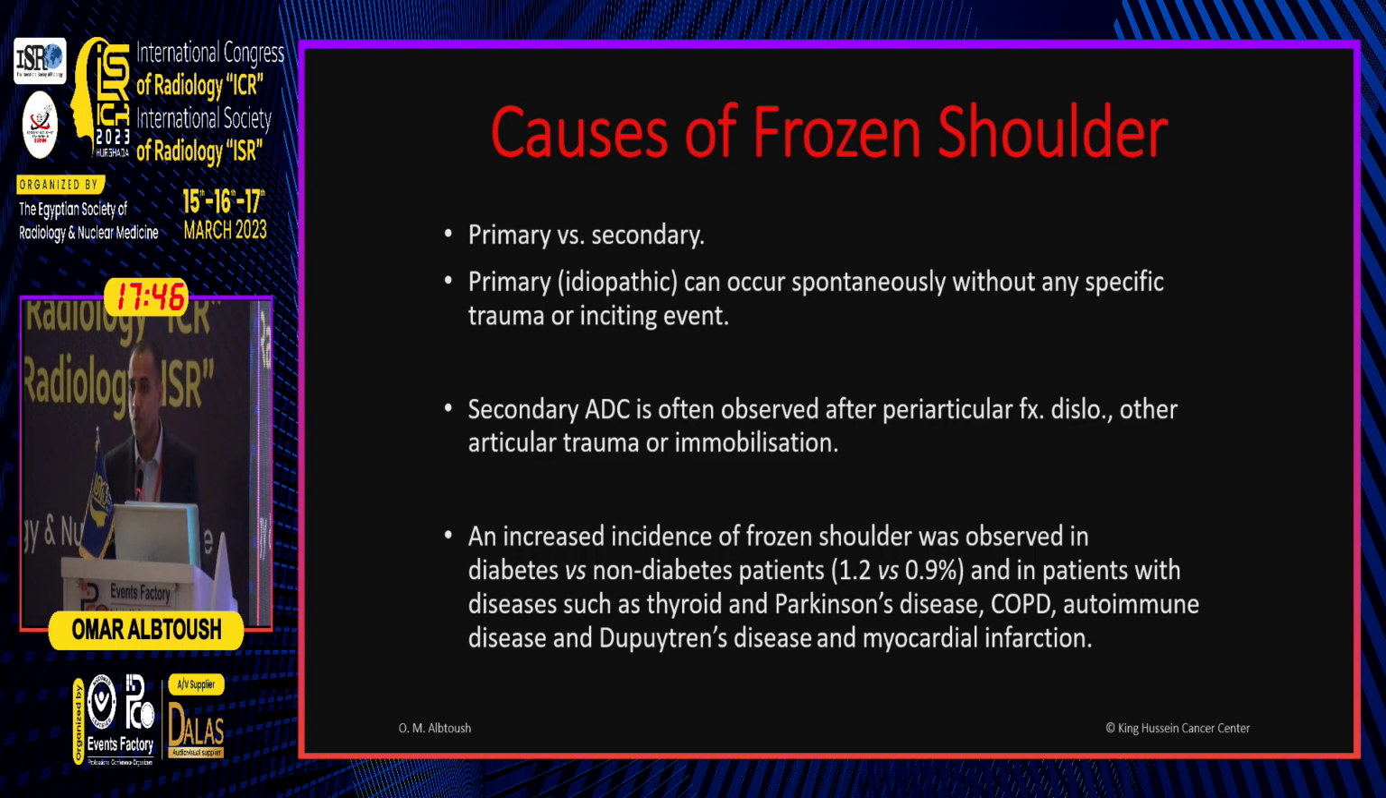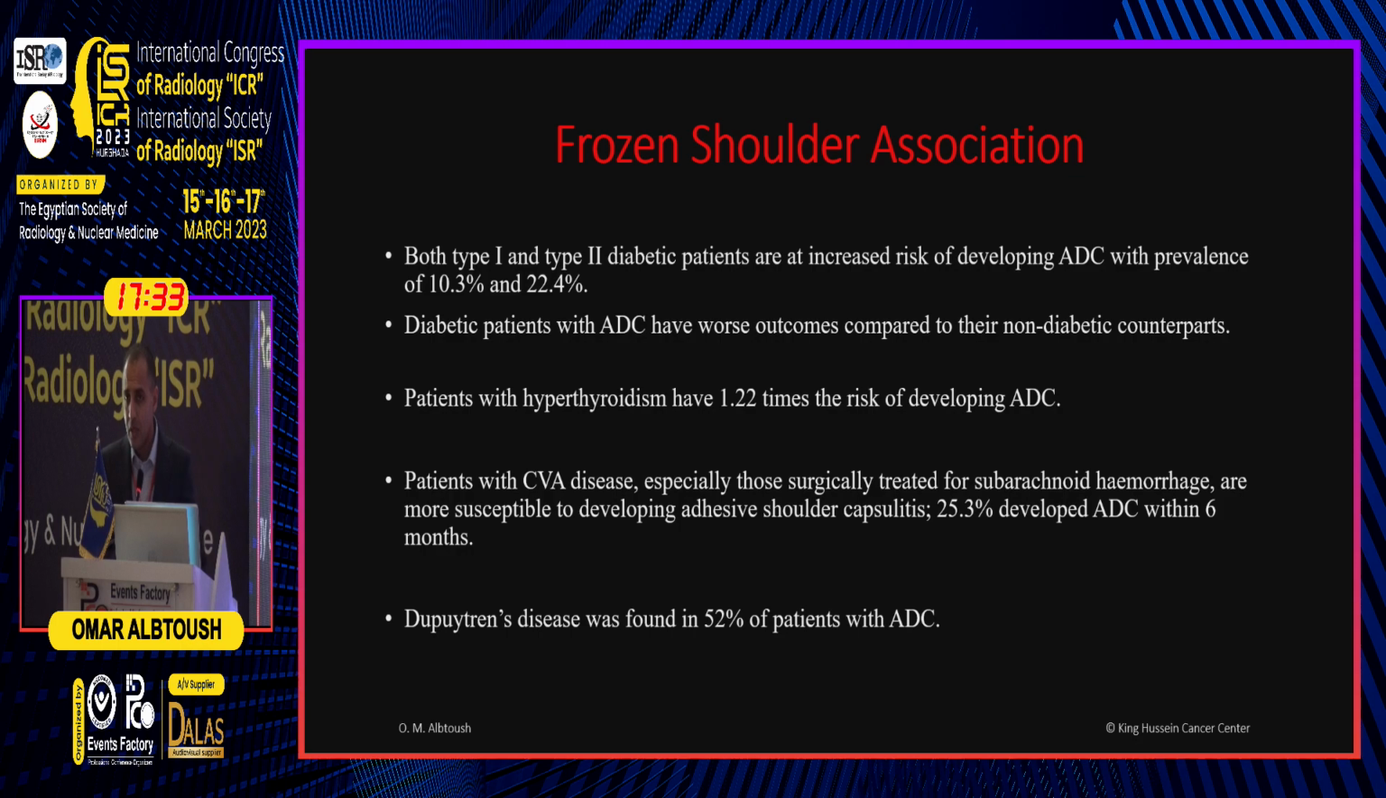So it's associated with diabetes, hyperparathyroidism, Parkinson's disease, COPD, autoimmune conditions, and Dupuytren disease. Here, for example, this is not to memorize, just to have an idea. Association with type 1 and type 2 diabetes is about 10% and 22%. And also, diabetic patients have worse prognosis compared to non-diabetic patients. Hyperparathyroidism increases risk by 1.2. CVA disease as well. Dupuytren disease is found in 52.